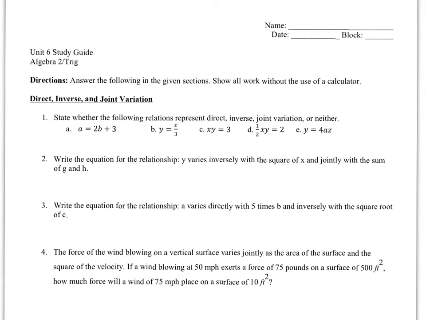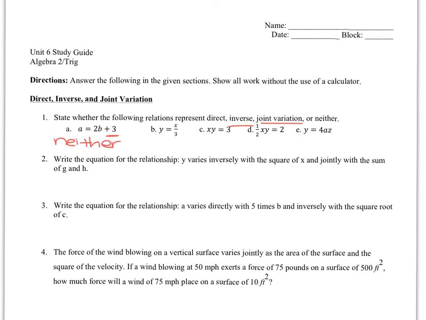If I look at number 1, it says state whether the following relations represent direct, inverse, or joint variation, or neither. Number 1A says A equals 2B plus 3. Well, that's nothing, because direct variation doesn't have a y-intercept. Inverse variation is a rational function, and joint variation has more than 2 variables. So this is neither.